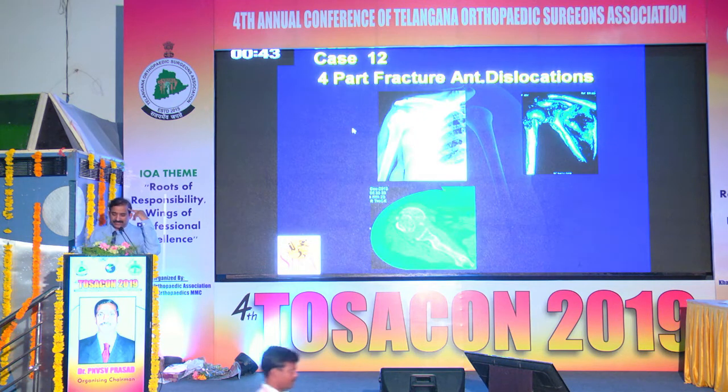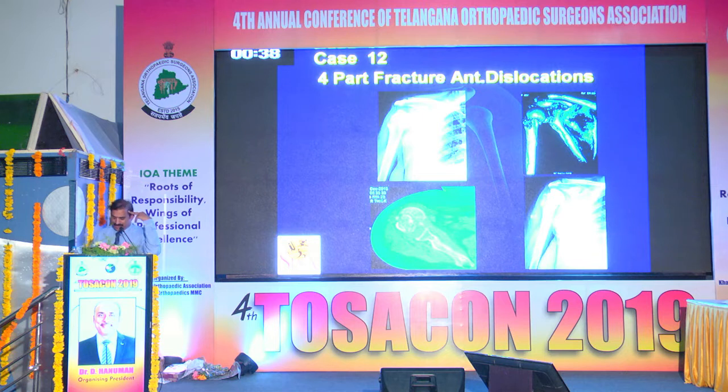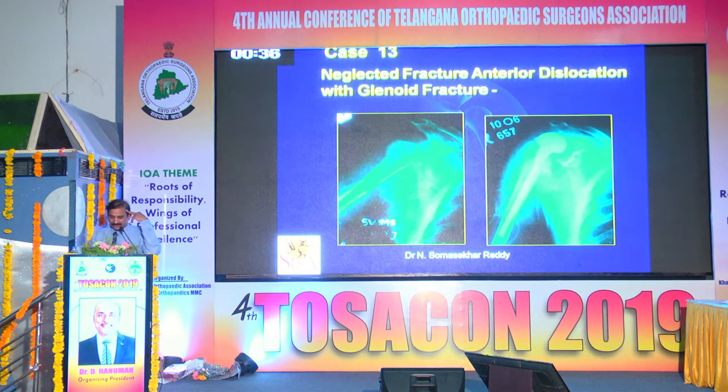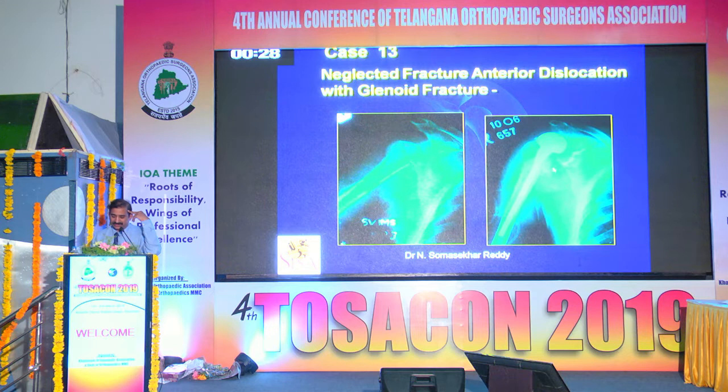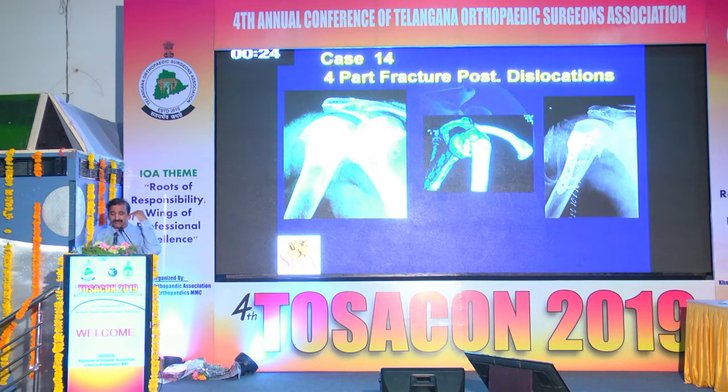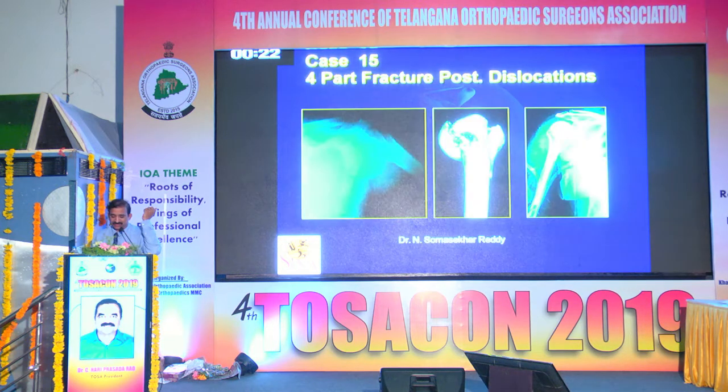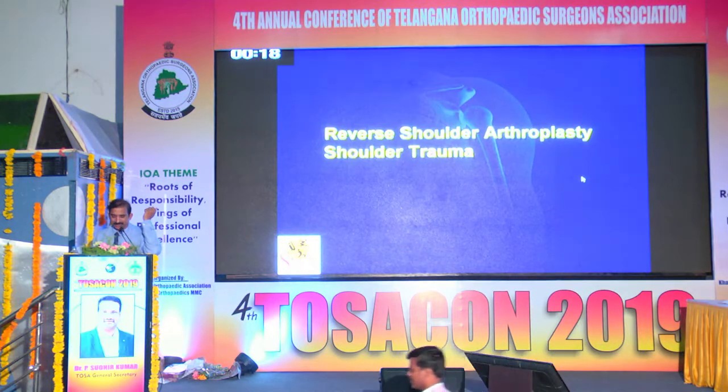This is a 4-part anterior dislocation. You can see the head split here. So I went for hemi. This case belongs to Somashekar. We got a neglected fracture dislocation with a glenoid defect. So humeral head graft was used to reconstruct the glenoid. Another case, 4-part fracture dislocation posterior, fixed with a PHILOS plate. Again, this is a 4-part posterior dislocation fixed with hemi from Shekhar.